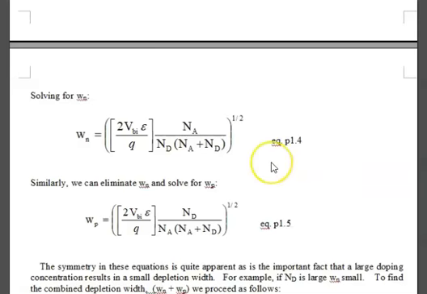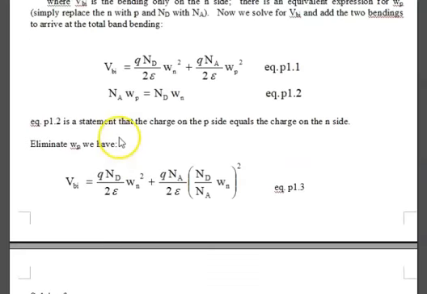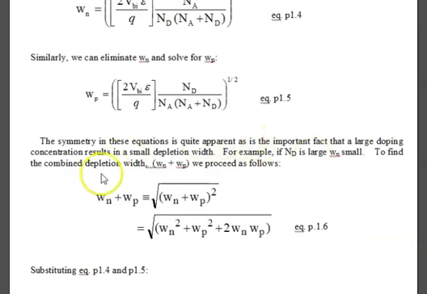Okay, so actually, before we continue on here, we could also solve for Wn, and we could also eliminate Wn and solve for WP. These equations are not particularly useful. I'm not even quite sure how I included them here, but it's okay. Anyway, I'm not sure we're going to use these.